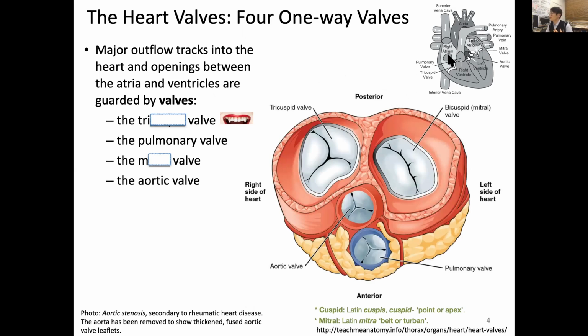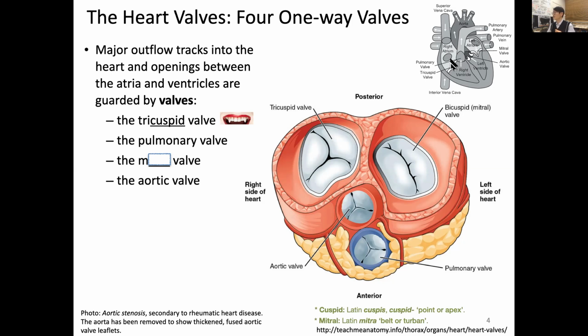So from the right atrium, entering into the right ventricle, there's a big valve, which is called the tricuspid valve. So you look at the shape, it's like a sharp shape. This we call a cusp. Or you look at this, sharp teeth. The name is tricuspid because it has 1, 2, 3 lobes.